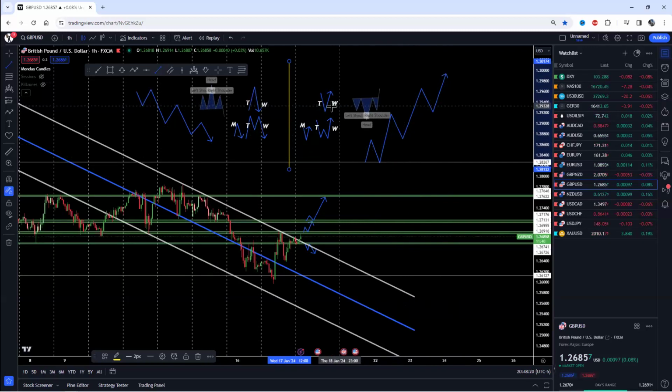Inverted head and shoulders. Monday, left side of the left shoulder. Tuesday, left side of the head. Wednesday, right side of the head. Thursday, right shoulder completion. If it doesn't on Wednesday give you 100% of where it started on Monday, it's about to do this and go down.